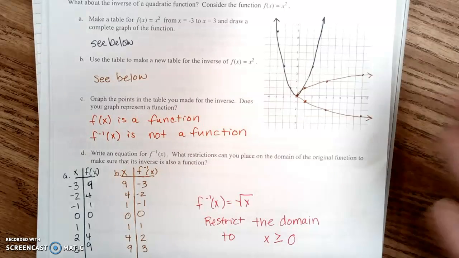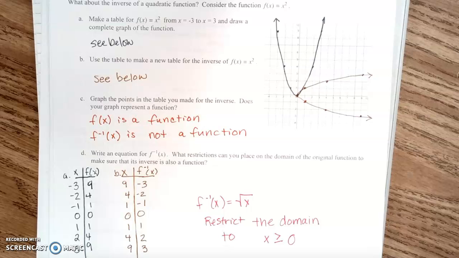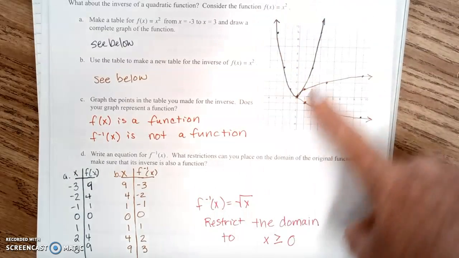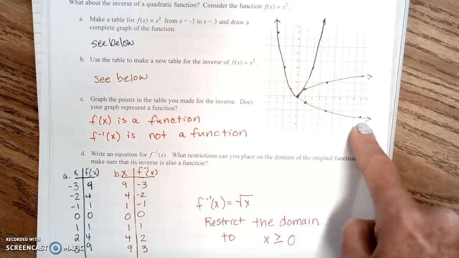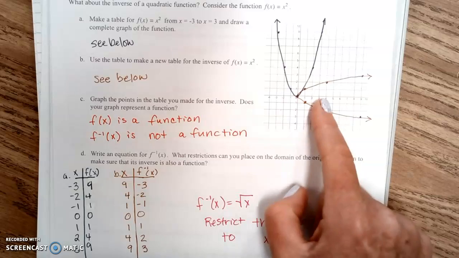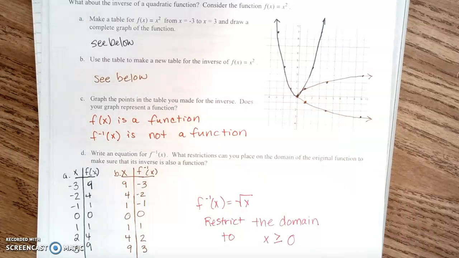And then it wants us to graph it. For part C, it says, graph the points in the table you made for the inverse. Does your graph represent a function? Okay. So the first graph that we made for part A, which is this parabola right here, is a function because it only has one point at every x. But when we graph its inverse over here, if I were to plug in a 4, there are two answers, right? There's a point at negative 2, and there's a point at positive 2, which makes the inverse not a function, okay? So f of x is a function, but f inverse of x is not a function.